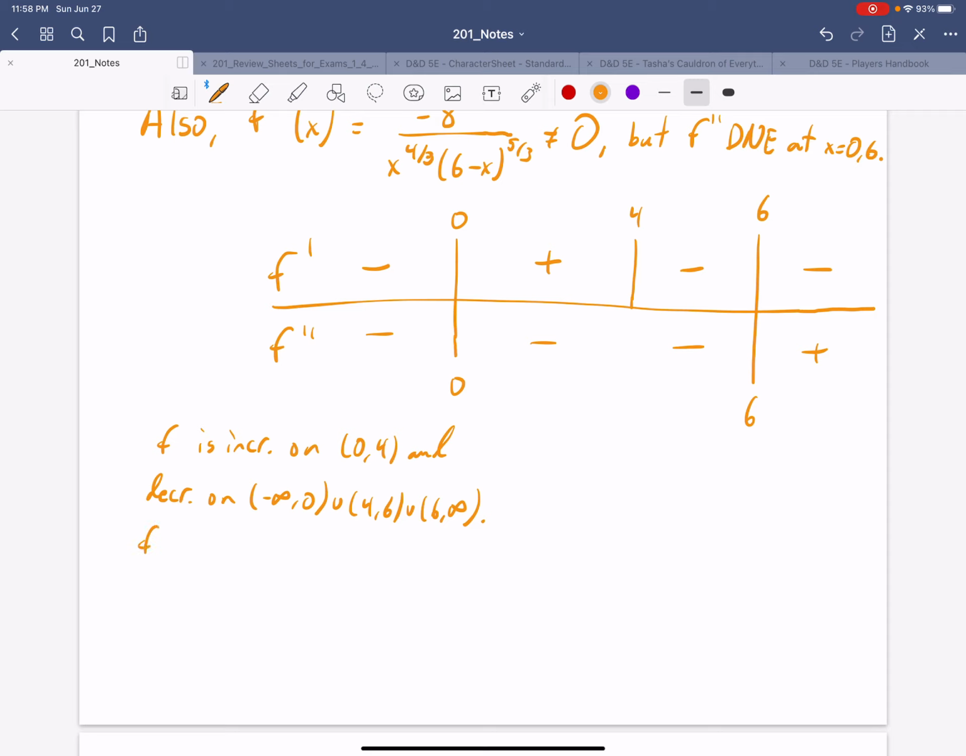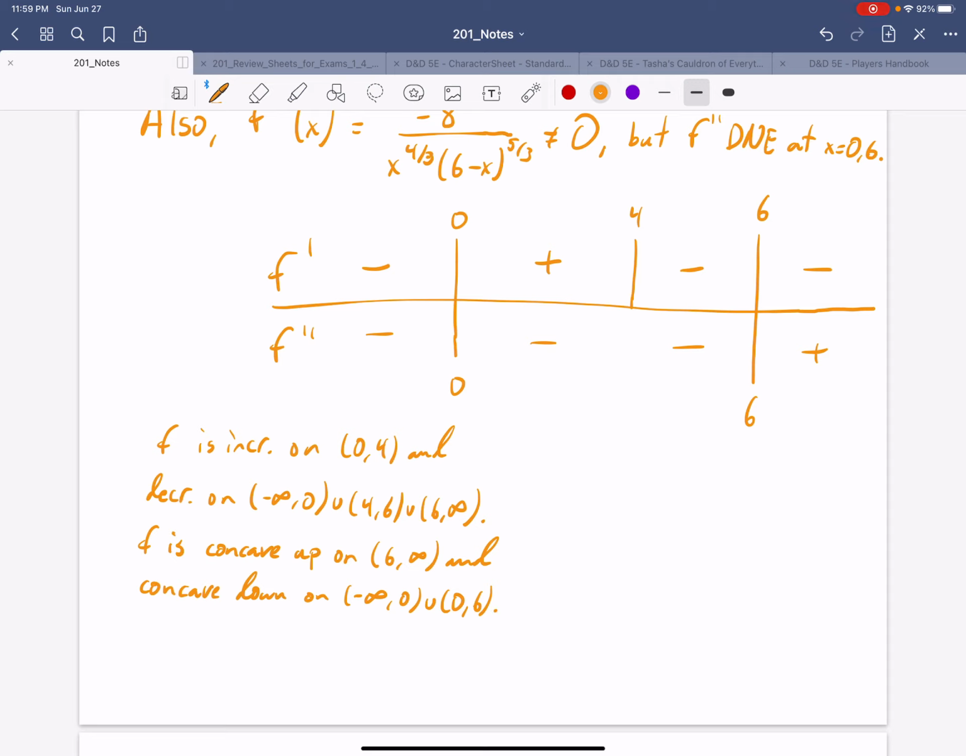Okay, f is concave up on 6 to infinity and concave down, again, everywhere else, but let's be a little more specific than that. Negative infinity to 0, union 0 to 6. Don't say it's concave down on 0 because it's not. Second derivative does not exist there.